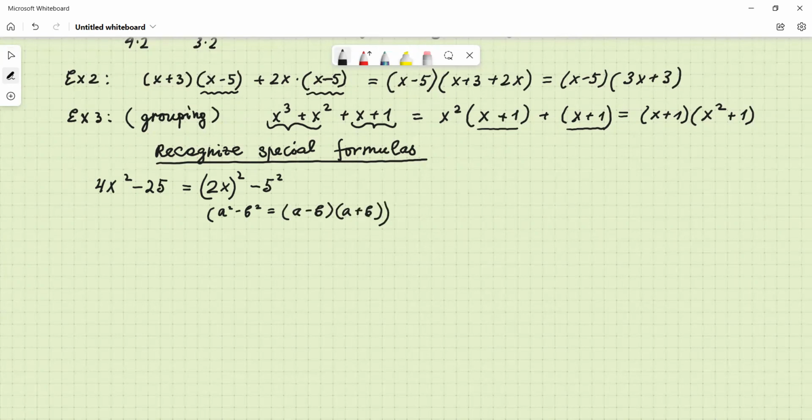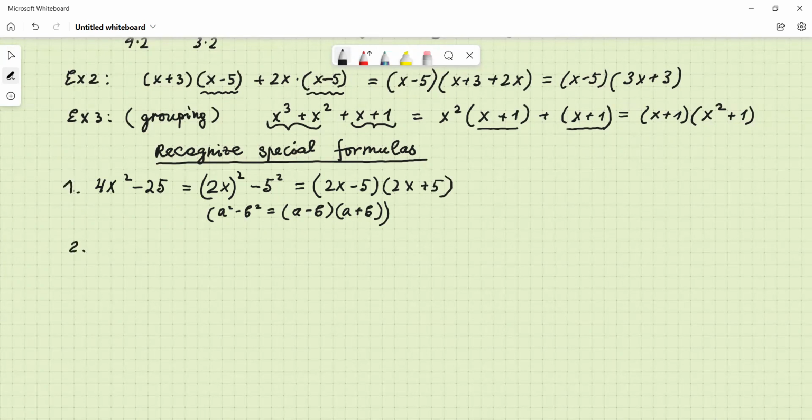A square minus another square can be represented as the first term without the square minus the second, times the first term without the square plus the second. And that's going to give us the factored expression. Here, we did not do actual factoring, right? We just recognized a special formula. So that would be number one.